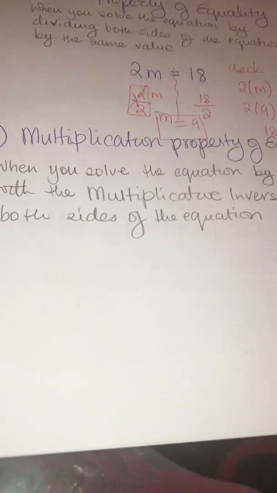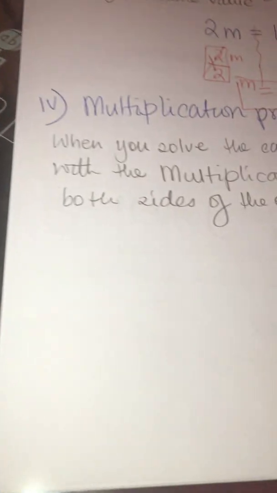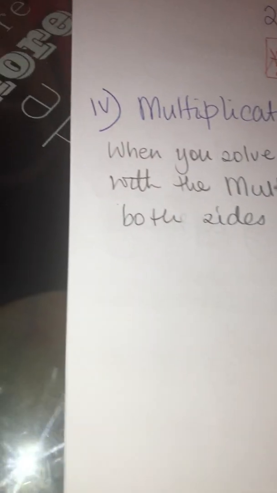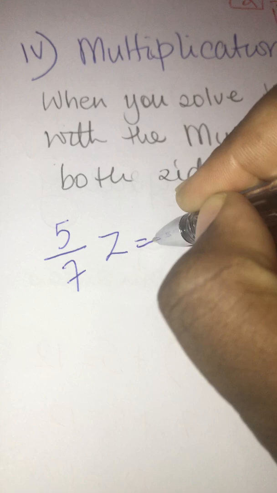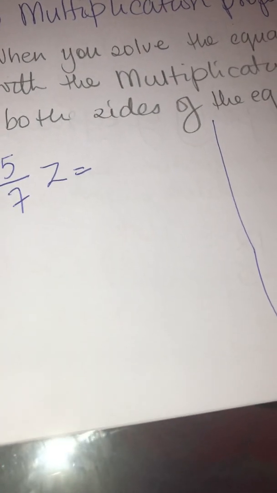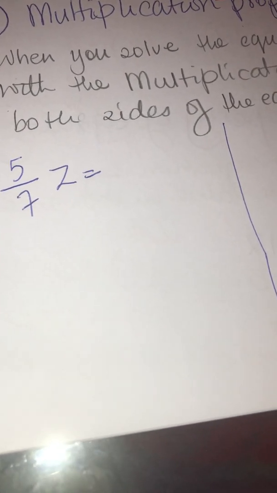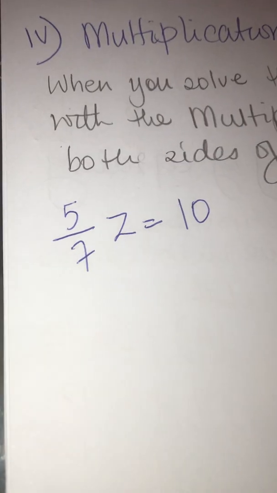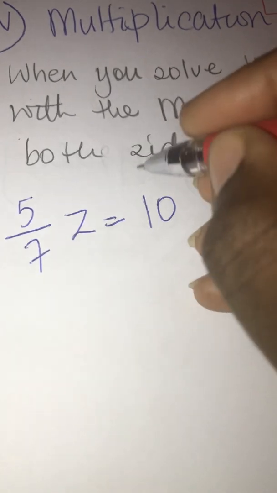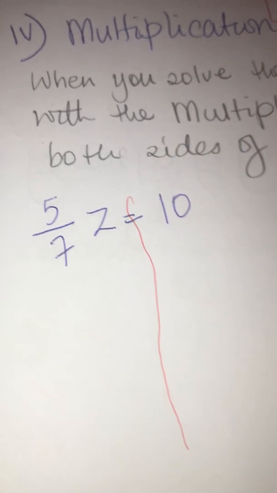Now, multiplicative property of equality. Here you can have two different types of equation. So let us do one. 5 over 7 z is equal to 10, okay? So I'm going to solve by drawing my bridge.